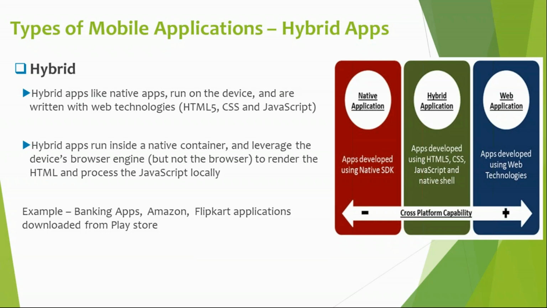So these types of applications, the applications which are installed in the mobile device and mobile operating system, as well as require internet connectivity to access, are called hybrid applications. Basically, hybrid applications are built, for example if it is Android, with the Android SDK with the modules of HTML5, CSS, and JavaScript.